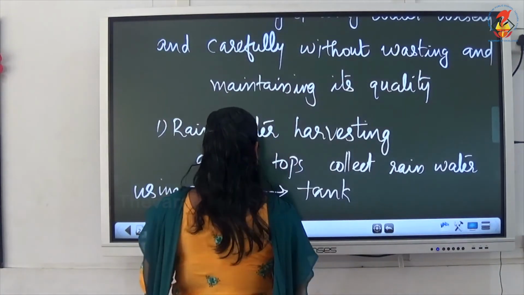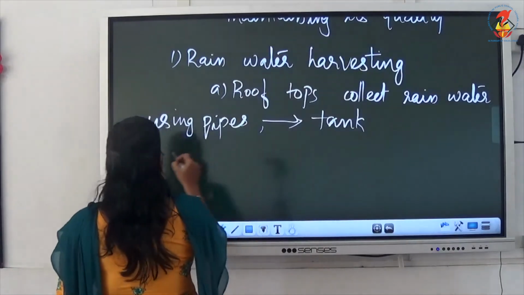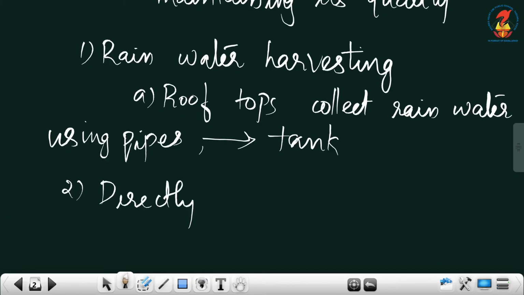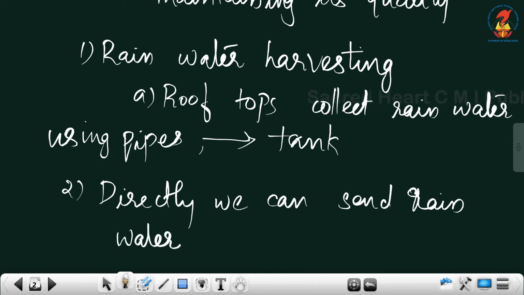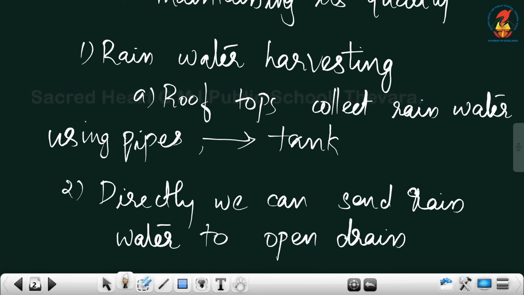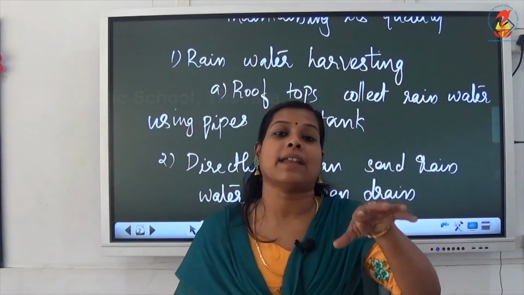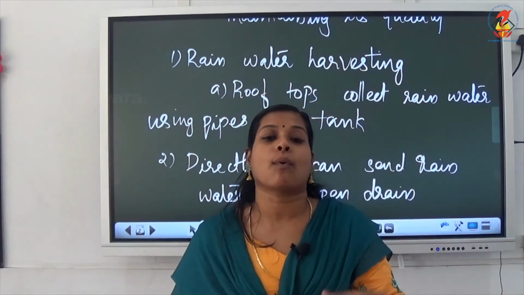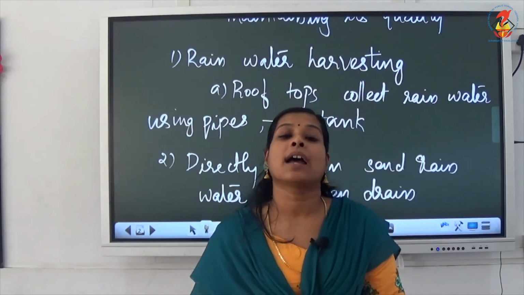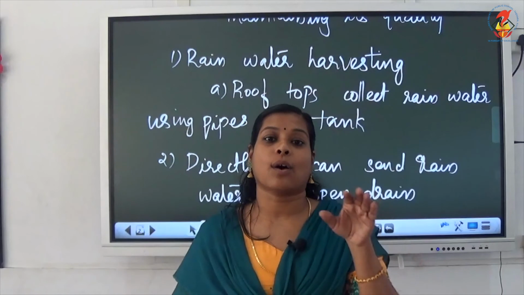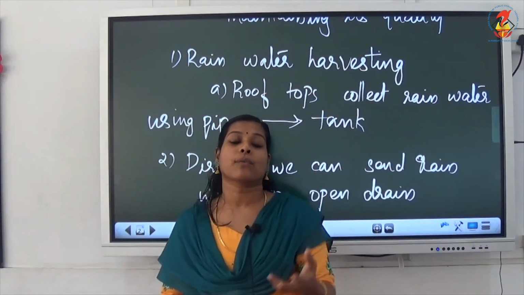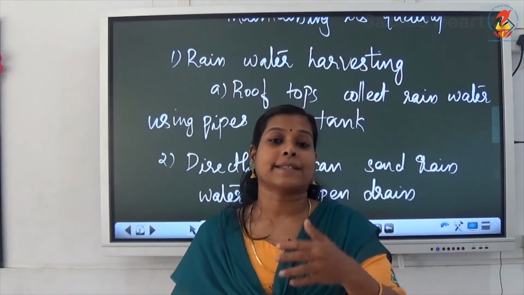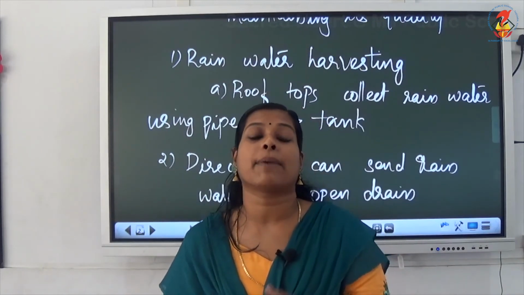The second method for harvesting rainwater is that we can directly send rainwater to the open roadside drains. The rainwater will seep down into the soil or land there. So the groundwater will be recharged, or the amount of groundwater will be increased. In this way we can conserve water by the process of rainwater harvesting.